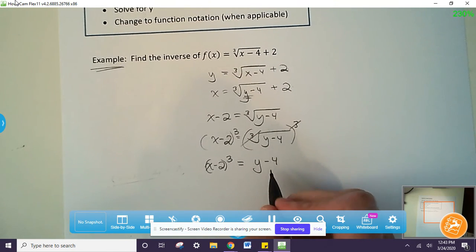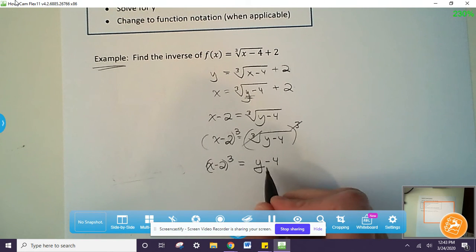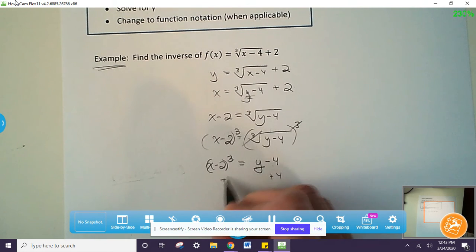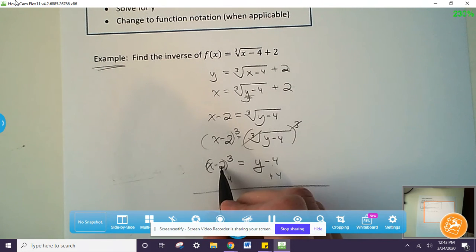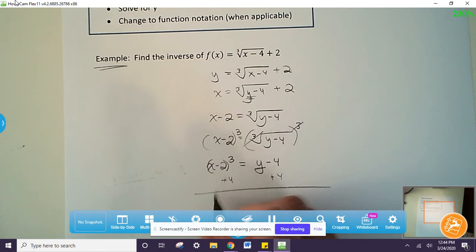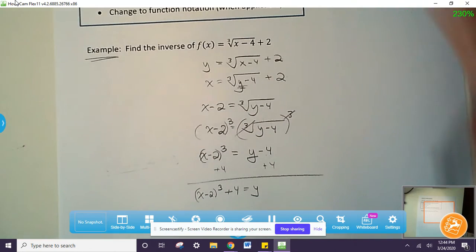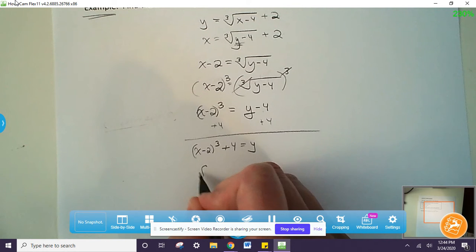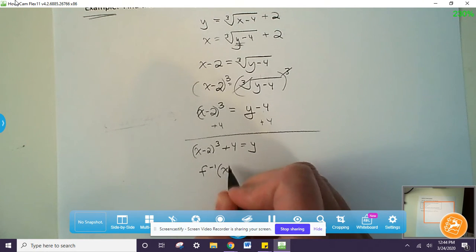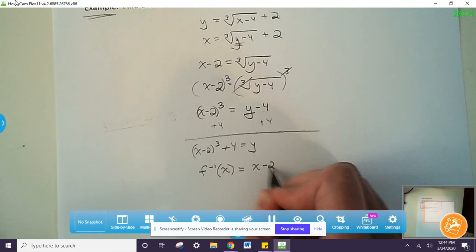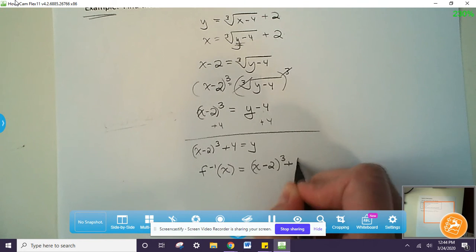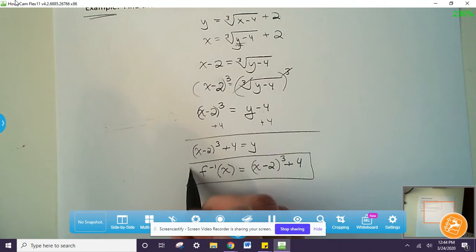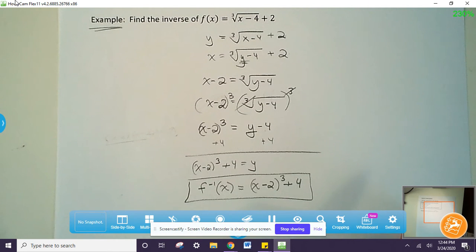So continuing on our way, our goal was to solve for y. Our final step is to add 4 to both sides. You can't add the 4 to the 2 because the 2 is trapped inside with the cubed. So the best we can do is just write a +4 at the end. And now that we have y by itself, we can change to function notation by putting f inverse. We don't read that as f to the -1. The way we read that is f inverse. And that is what the inverse of the original function is.